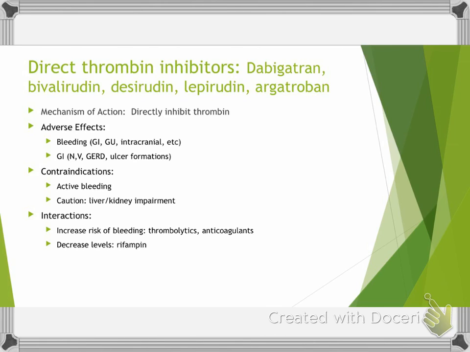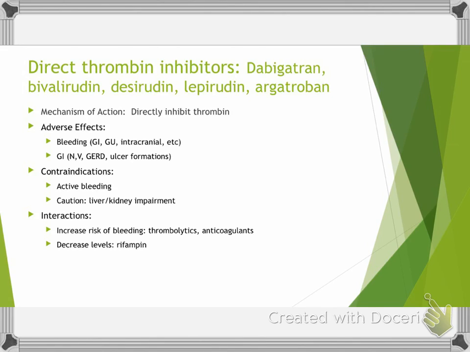So direct thrombin inhibitors, mechanism of action: they directly inhibit thrombin, which prevents thrombus from developing, so it delays the coagulation process. Adverse effects is bleeding. Feel like a broken record here. So we want to monitor for signs and symptoms of bleeding and vital signs. Can cause GI irritation, so nausea, vomiting, GERD, ulcer formations. So they need to take it with food, and they can take it with a proton pump inhibitor or H2 antagonist if they want to help with that.